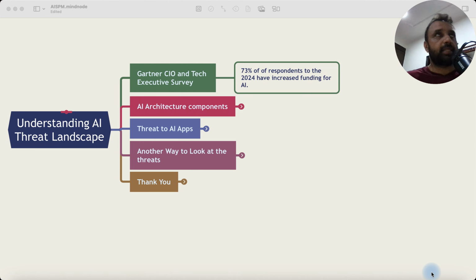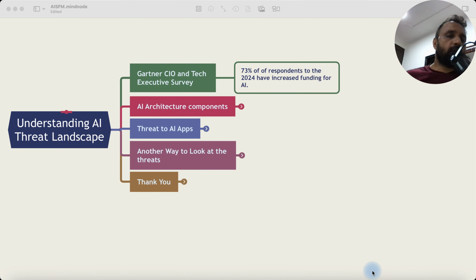Today's topic is understanding the AI threat landscape. Now, I know that most of you are using some app that has a capability on AI, or you work for an organization that is testing waters with AI. In a recent survey that Gartner did, called the CIO and Tech Exec Survey, 73% of the respondents said that they have increased funding for AI. What that means is eventually enterprises will have AI embedded in most of their platforms. They will use this for productivity or other use cases.